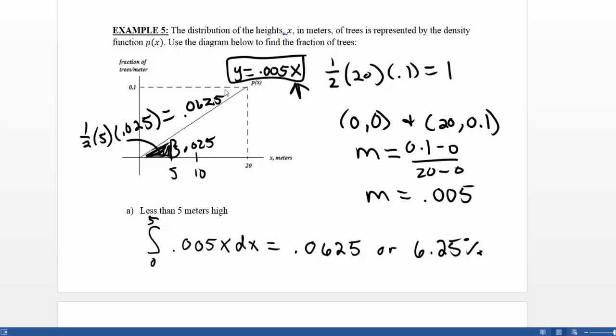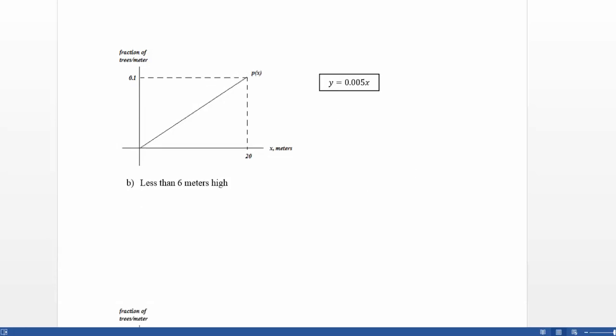So let's look at part B. Part B asks us to find the fraction of the trees that are less than 6 meters high. Well, this is the same function as before, so we know the equation of our line.